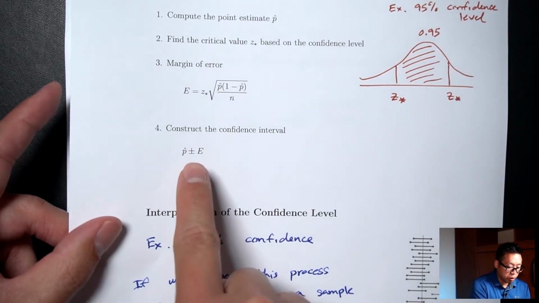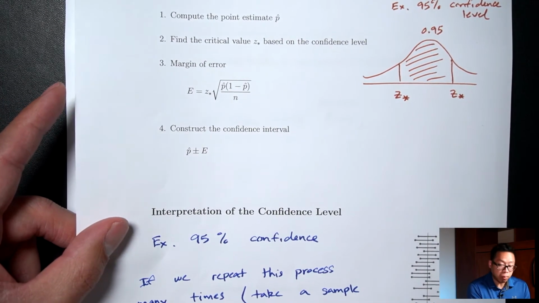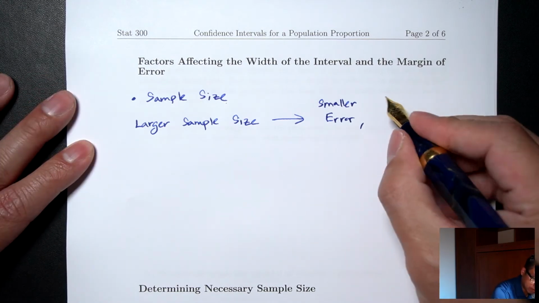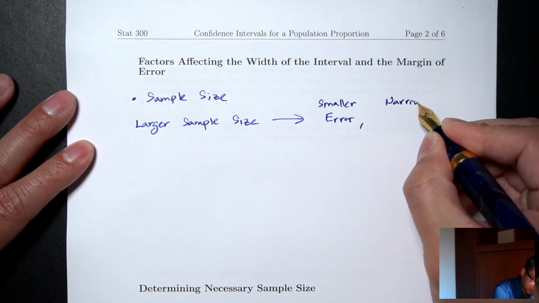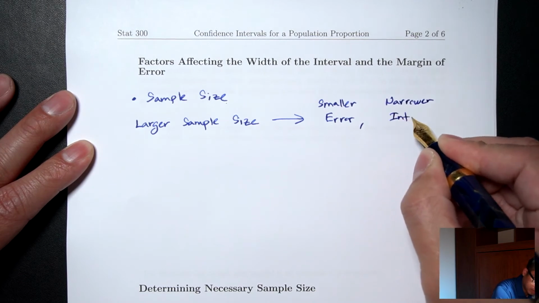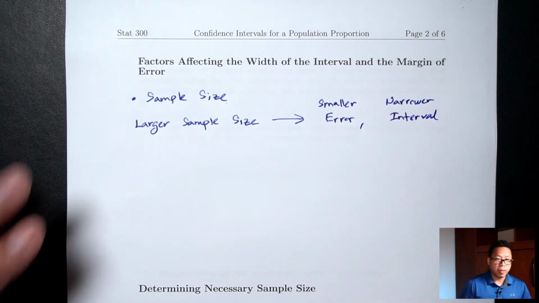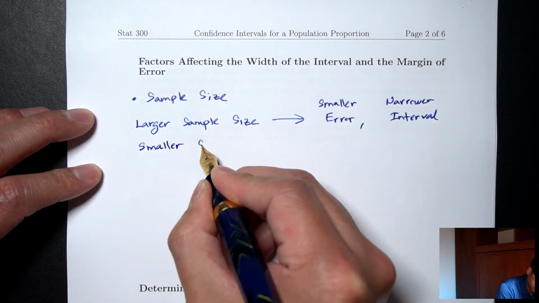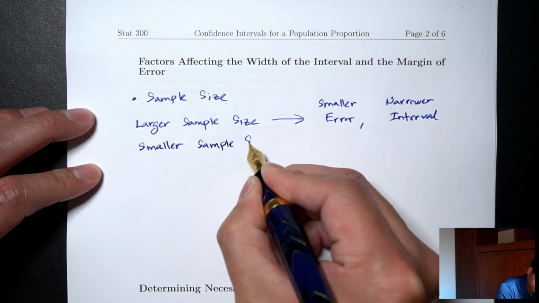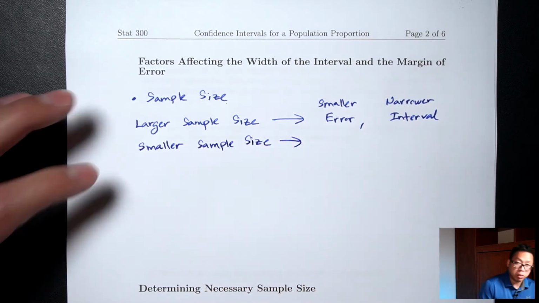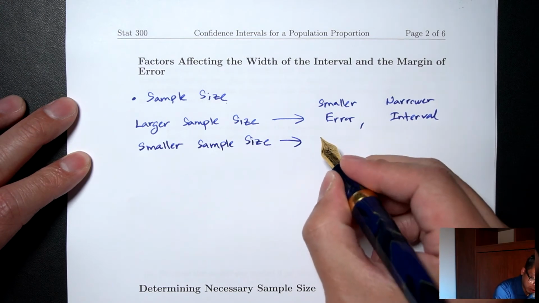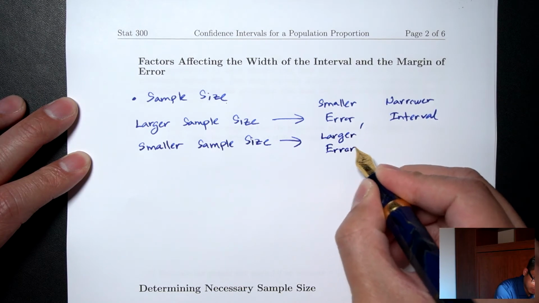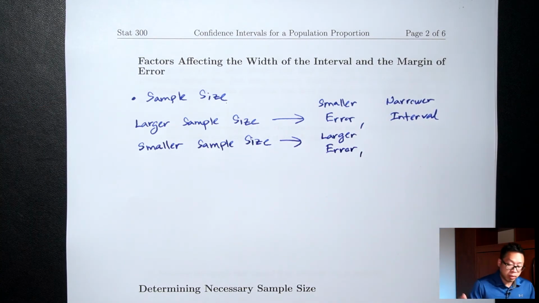And because the margin of error is used to do plus and minus to construct our final interval, a smaller error is going to result in a narrower interval. And then if you use a smaller sample size, you'll get the reverse effect. So you'll get a larger error. And a larger error means a wider interval.